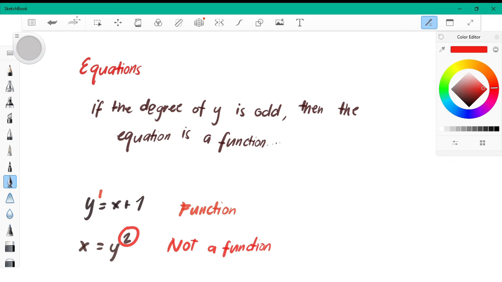Okay, so what if we have, let's say, y cubed equals x to the 5 plus 1 over 3. This one is a function since y is raised to an odd number. Okay, that's how you look at equations and identify if it's a function or not. As I have said before, any x that can be plugged into the equation must yield exactly 1 y. To achieve this, we must have a y that is raised to an odd number, or the degree of y should be odd.